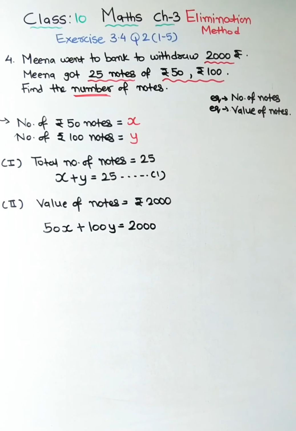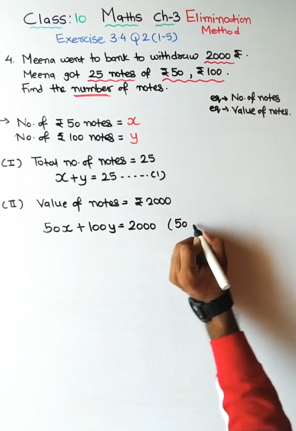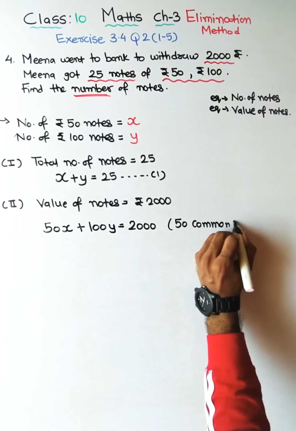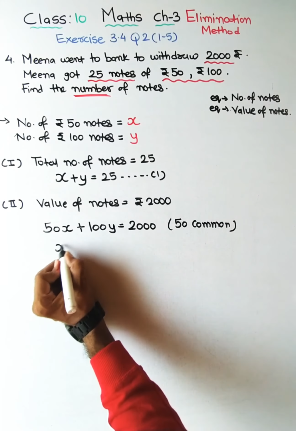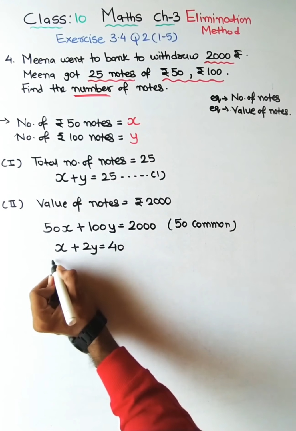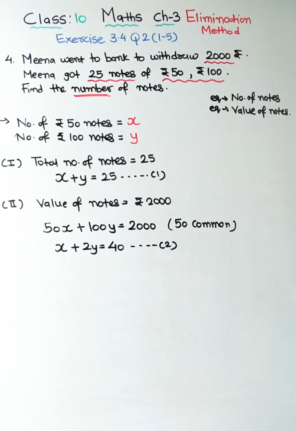Now this is our equation number 2. But to make it easier, we have to take 50 common or divide by 50. So taking 50 common on both sides and dividing, this will give you X plus 2Y equals 40. So this will be our equation number 2. Now let us try to solve this.